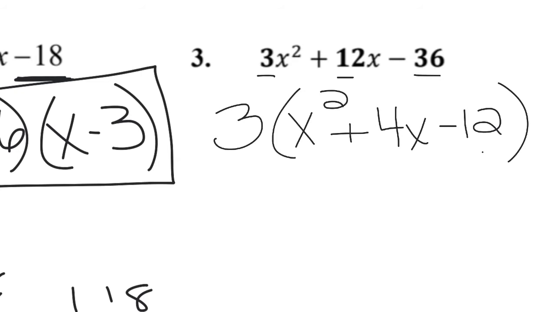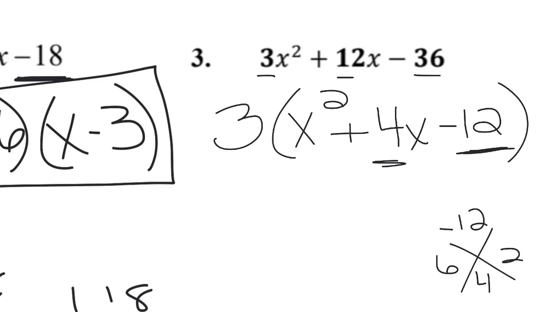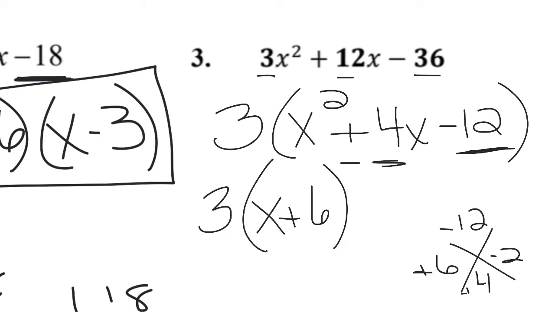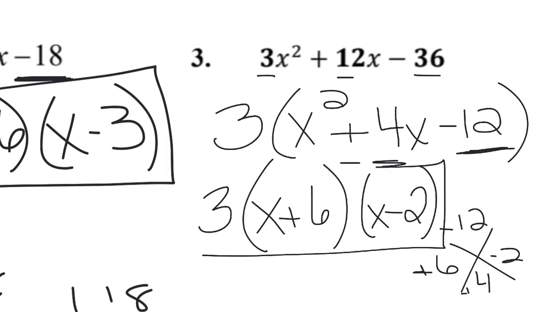Now we need a number that multiplies to negative 12 and adds to positive 4. So negative 12 and 4, 6 and 2. If I subtract those, I want my bigger number to be positive, since this is positive, so I have plus and minus. I always need to bring back down this 3. And then I have x plus 6, x minus 2. This is my factored form of that expression.